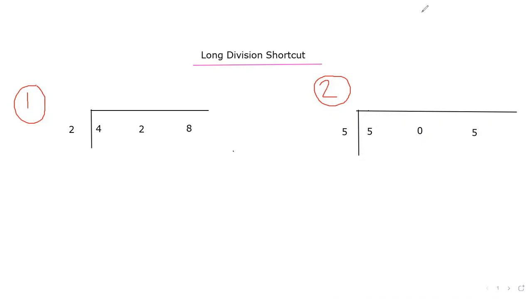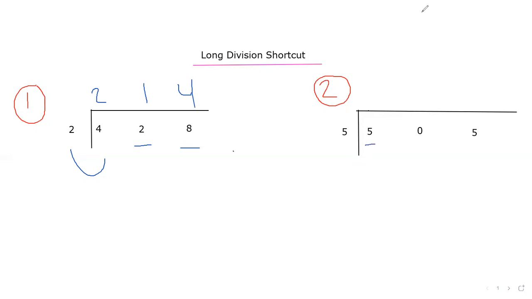So for number one, 2 goes into 4 two times, right? There we go. So we just put the number 2 above. 2 goes into the number 2 one time, and then 2 goes into the number 8 four times. That's straightforward. You don't have to bring any numbers down. You got it. Now let's look at number 2. It's a little bit different.